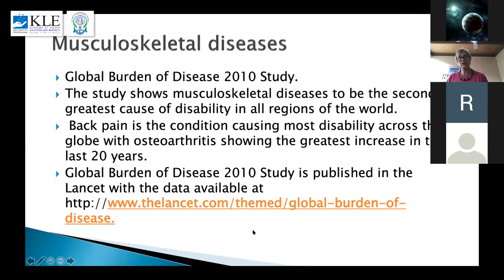This was an earlier study, and it would be good for people to have a look at this and subsequent work by the Global Burden of Disease Group, talking about musculoskeletal diseases. And of course, that strikes at the heart of physiotherapy, I suppose. In 2010, musculoskeletal diseases were the second greatest cause of disability in all regions of the world. Back pain, keeping people out of work, keeping people away from being able to do their sport or their social activities. An increase in osteoarthritis because of increasing obesity and changing lifestyles, really important issues.